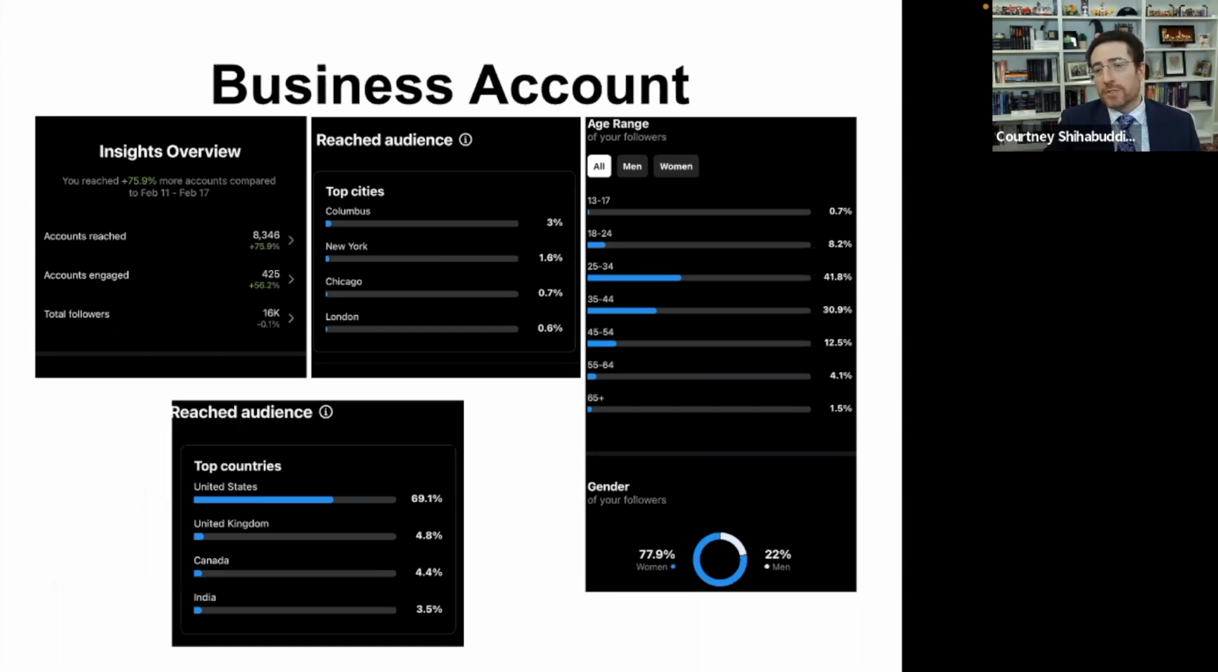This slide shows screen captures of insights that you can get from a business account. There's, of course, the insights overall view of accounts reached, accounts engaged, and total followers. And there's percent change underneath each. You can also see the reached audience by city and by country, and by age and gender. And those can be used for targeted posting or content.